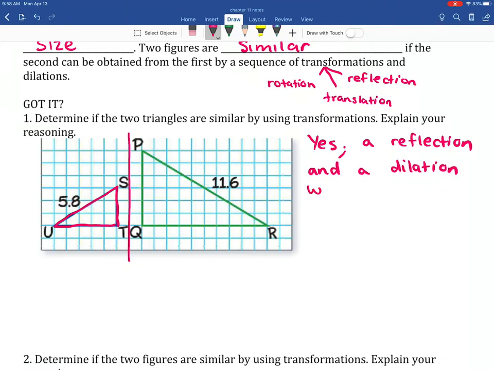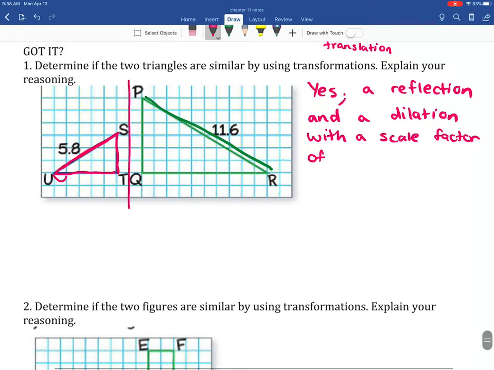Let's look at our scale factor. I see that this length is 5.8 and this one is 11.6. I'll count the other ones. I see this is 1, 2, 3, 4, 5. And this one is 1, 2, 3, 4, 5, 6, 7, 8, 9, 10. This is 1, 2, 3. And this is 1, 2, 3, 4, 5, 6.